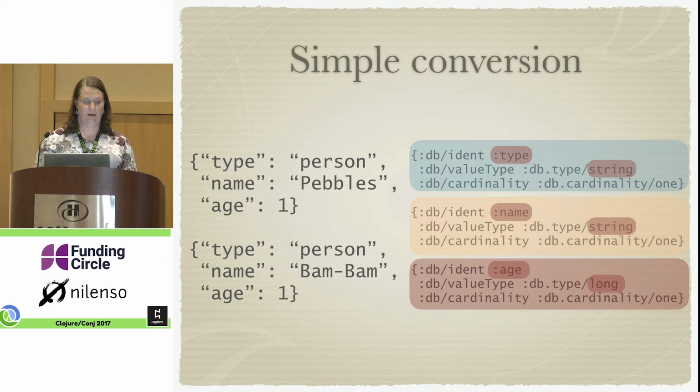Now, each object property gets converted into an attribute whose ident is the attribute name and whose value type is the data type for the value of that attribute. And you'll notice that we're using the cardinality of 1 for everything, and that's consistent with objects in JavaScript or JSON, since a key can only refer to a single value.